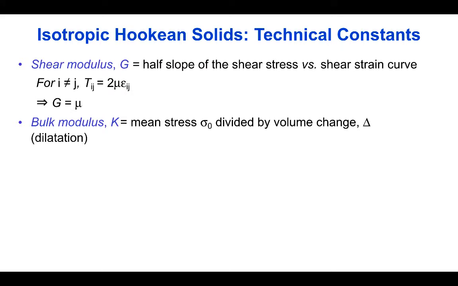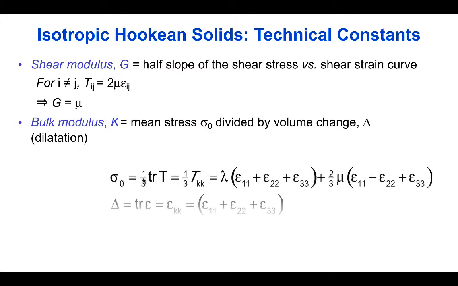Another technical constant that's sometimes used and reported is called the bulk modulus K, and it equals the mean stress sigma naught divided by the volume change or dilatation delta. So we can derive this by computing the mean stress, which is 1/3 of the trace of the stress, or 1/3 Tkk. And 1/3 of Tkk would be 1/3 of lambda times delta kk, which is 3, times epsilon kk, which is epsilon 11 plus epsilon 22 plus epsilon 33. So the 1/3 and the 3 cancel, plus 1/3 of 2 mu times the trace of epsilon ij, which is epsilon 11 plus epsilon 22 plus epsilon 33.